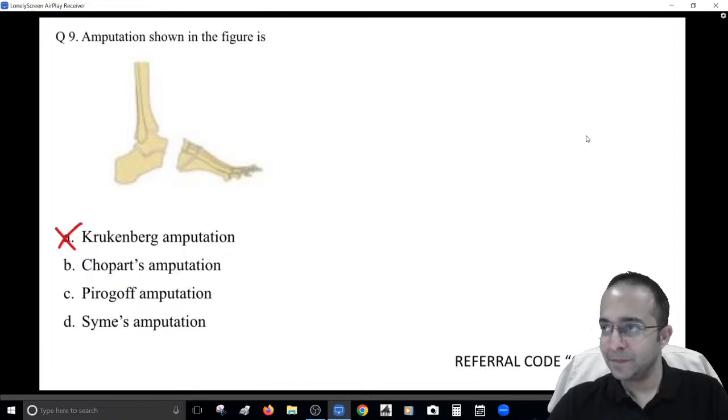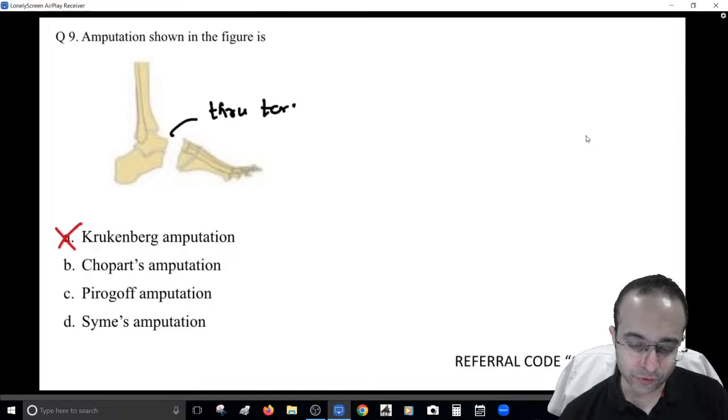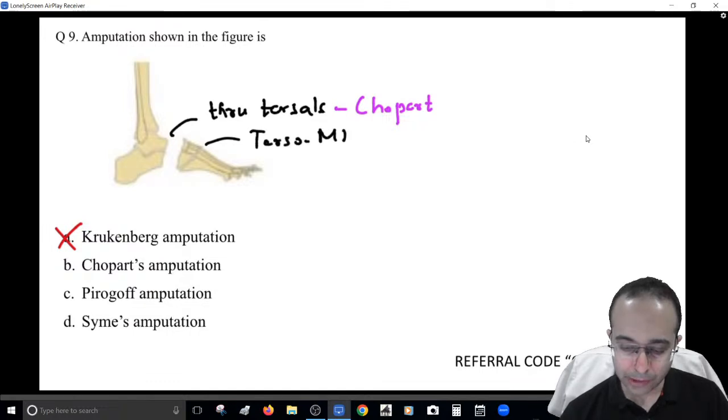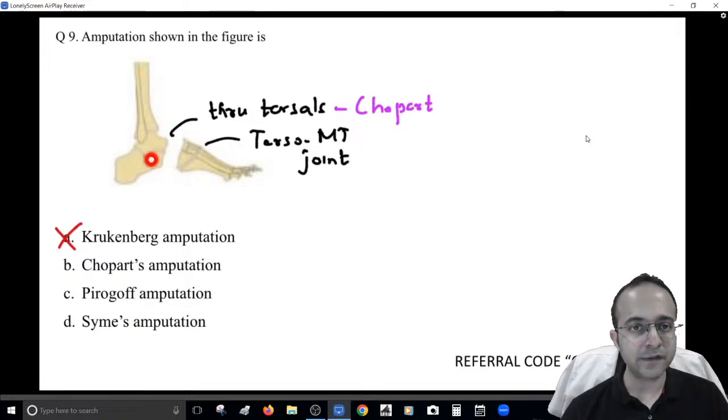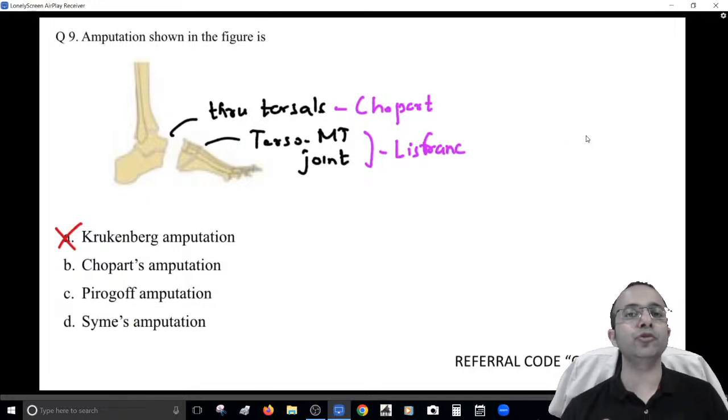Okay. Chopart, yes, absolutely right. If you go through the tarsal bones, that's where you talk of the Chopart amputation. If you are going through this tarsometatarsal joint, because these are all tarsal bones, talus, calcaneum, the cuneiforms, navicular. So this is through the tarsal, Chopart. If you are going through the tarsometatarsal joint, this is where you call the amputation Lisfranc.